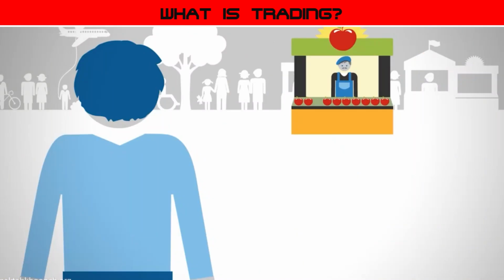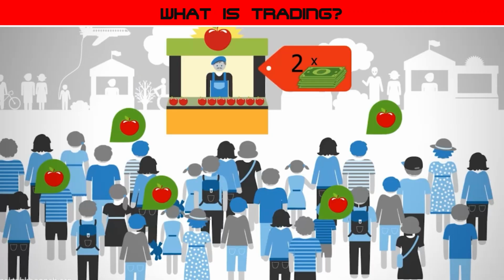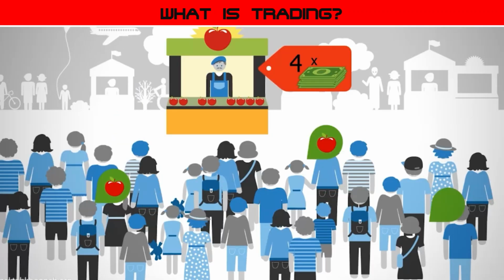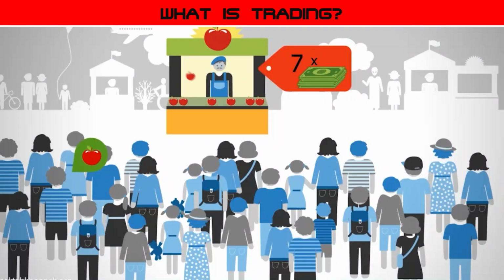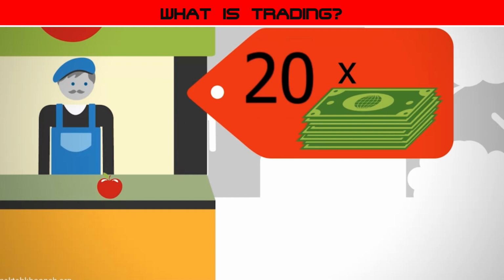Now let's say that more people suddenly enter the market and they all want apples. The market stall owner may put up the price because he knows that there is more demand than supply and that his customers would be willing to pay more just to make sure they get the apples instead of another customer. If these customers are willing to pay more and more, then the price of those apples is likely to continue to go up and up.